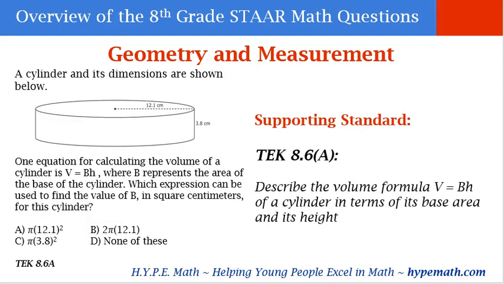Let's look at a supporting standard. Here's a cylinder. TEKS 8.6A says, describe the volume formula V is equal to Bh of a cylinder in terms of its base area and its height. And in our sample problem, we see that we have a cylinder. We notice that, yes, we have the formula V is equal to Bh. It's telling what B represents, and we are looking for an expression to find the value of B.